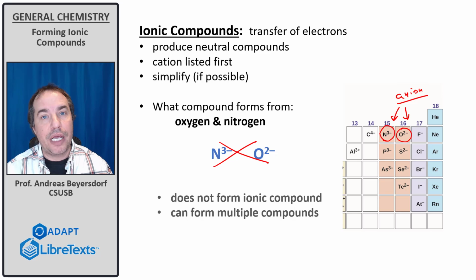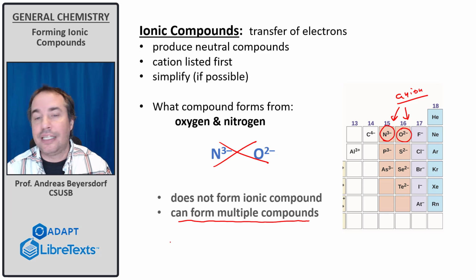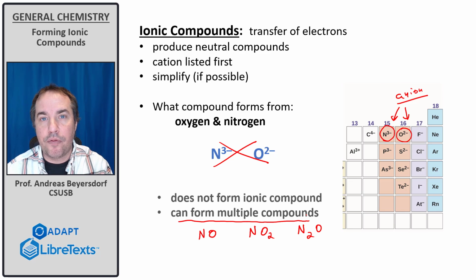Instead, they will form a covalent compound. And the thing with covalent compounds is that you can have multiple different types of compounds. So for instance, N and O can form NO, or they can form NO2 or N2O. There's no one set compound formed from these, and that's because they form covalent compounds.